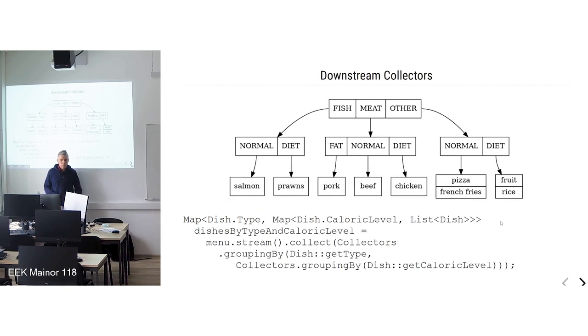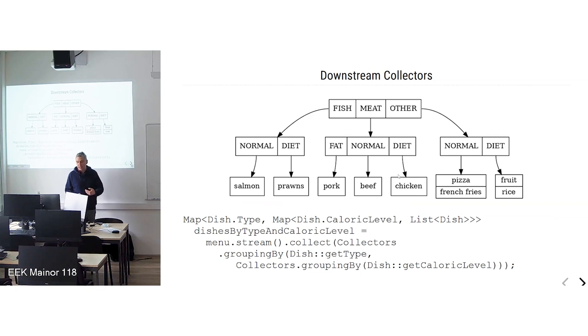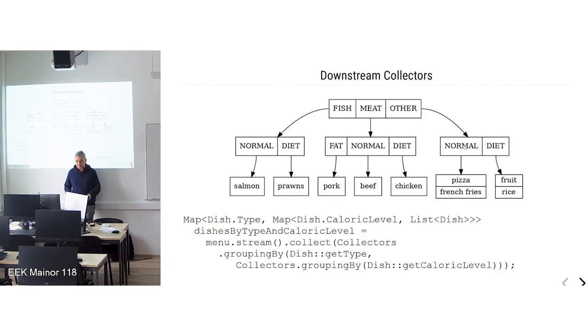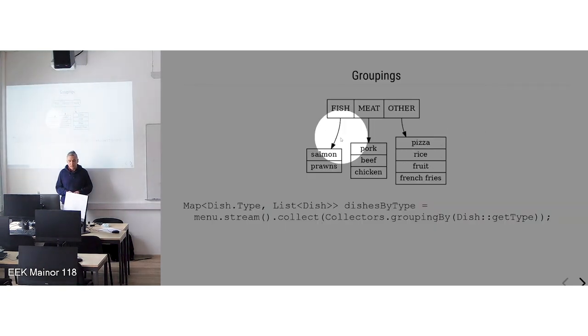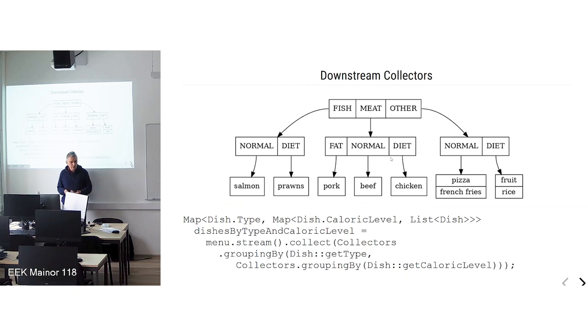What if we want to split it further? Like here, we collected it by type, but what if we want to collect them first by type and then by caloric level? So just fish, normal diet, meat, and so on. And it can be easily done using so-called downstream collectors. So what does this mean? If one collector collected elements into a list, then we can view this list as a stream itself, and then we can group this stream using a downstream collector.